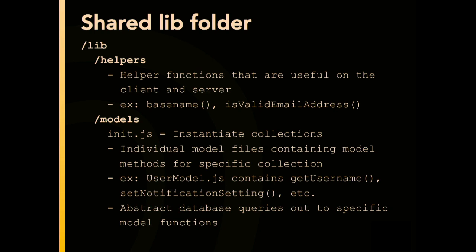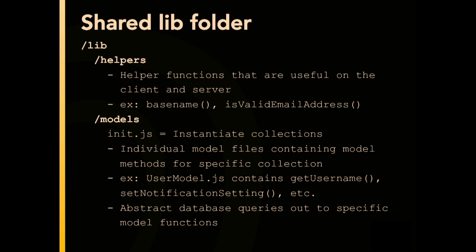and the server. So in the lib folder, essentially you have two things that we usually put, and this is basically the helpers and the models. So helpers, pretty straightforward. Any helper functions that are shared between the client and server. Things like maybe string base name, is valid email address, simple things.